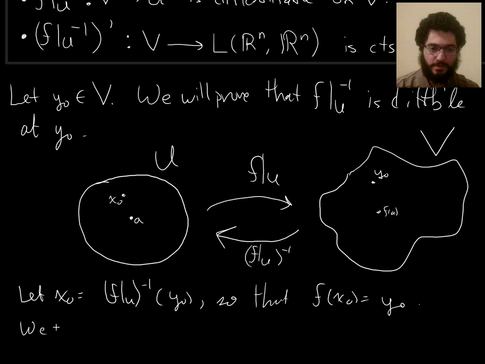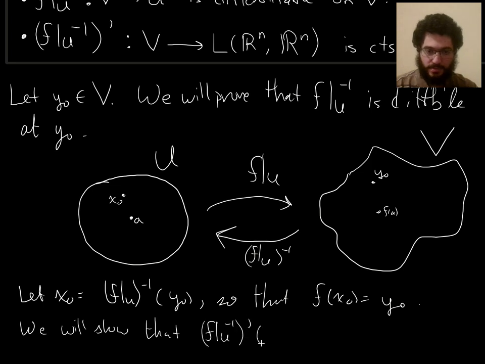So we would like to prove, so we will show that f restricted to U inverse is differentiable by showing that its derivative, so we're going to show it's differentiable at y0 by showing that its derivative at y0 is what you get if you take the derivative of f at x0, inverse. So this is our guess as to what the derivative is.